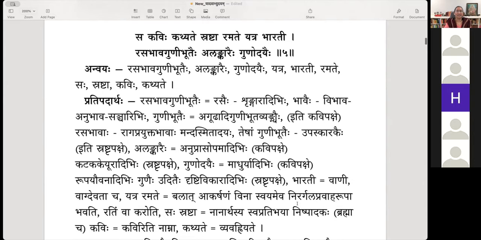Yeah. Sakavi katyate srashta ramate yatra bharati rasa bhava guni bhutaihi alankaraihi gunodayaihi. All that is Appayya Dikshita's commentary only saying all that. So that means yes, he is the one who is good at bringing out all these things. Yeah. Understand. The vyakhyata has to, at least, go as close as he can to the mind of the poet himself to bring out this beauty. Otherwise, it's parimalikad. It won't be beautiful.